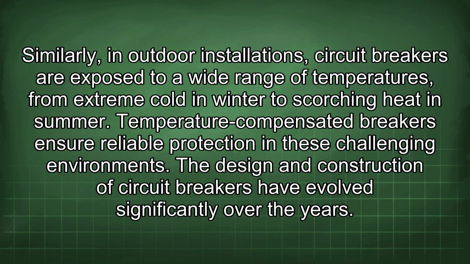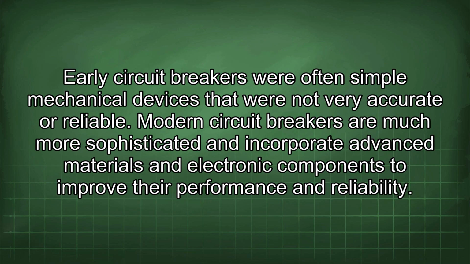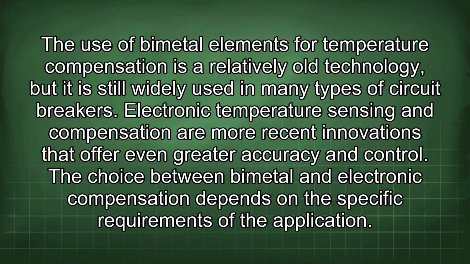The design and construction of circuit breakers have evolved significantly over the years. Early circuit breakers were often simple mechanical devices that were not very accurate or reliable. Modern circuit breakers are much more sophisticated and incorporate advanced materials and electronic components to improve their performance and reliability. The use of bimetal elements for temperature compensation is a relatively old technology, but it is still widely used in many types of circuit breakers. Electronic temperature sensing and compensation are more recent innovations that offer even greater accuracy and control.